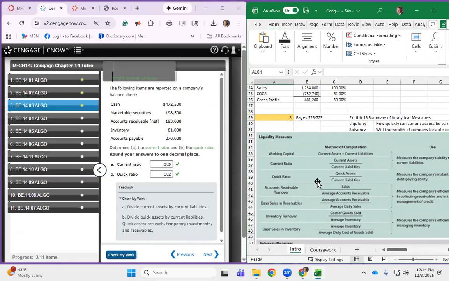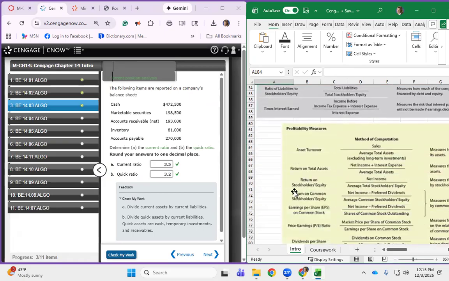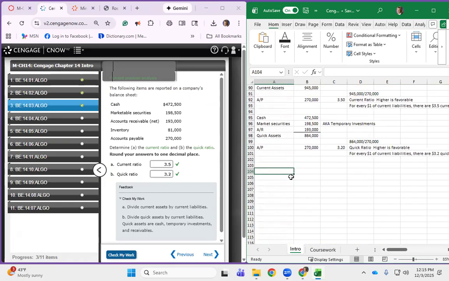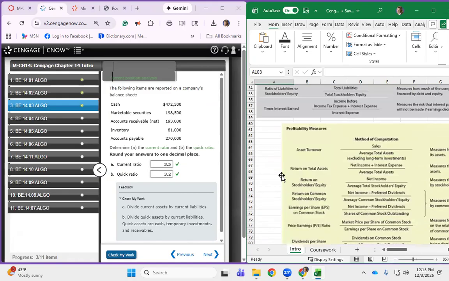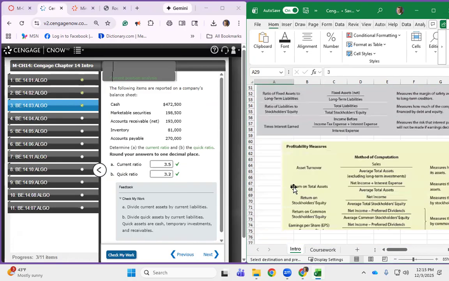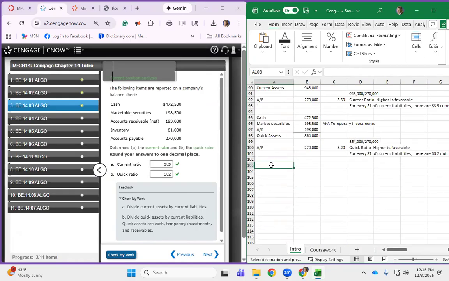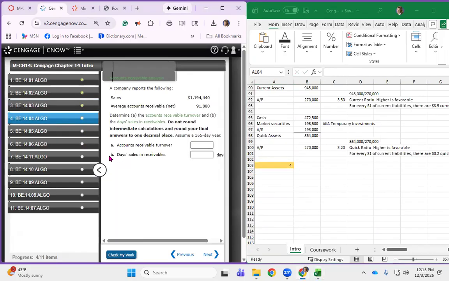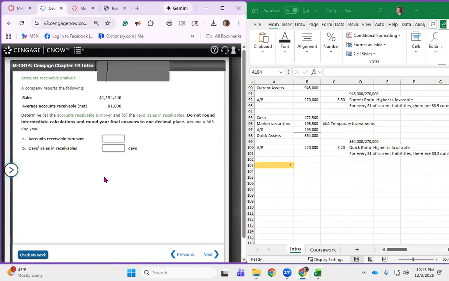Okay. So I'm sorry that one took so long. But now that we've got our formulas here, we're going to refer to them. Okay. So now let's go on to 4 and see if we can't pick up the pace a little bit. Number 4. Okay. So now we're going to work on accounts receivable analysis. We've got sales.